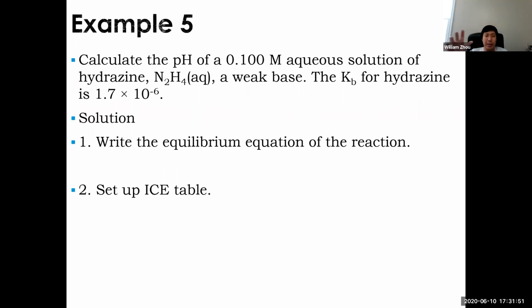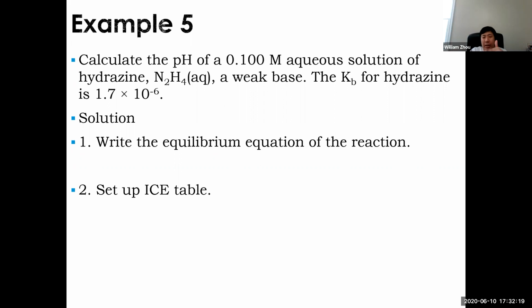So let's look at example 5. Calculate the pH of 0.100 molar aqueous solution of hydrazine, I believe is rocket fuel, which is a weak base. The Kb for hydrazine is 1.7 times 10 to the negative 6. All right, so for this, you have to write the equilibrium equation and then set up ice table. I'll show you how to do this one, and then I'll have you guys work on the last example.